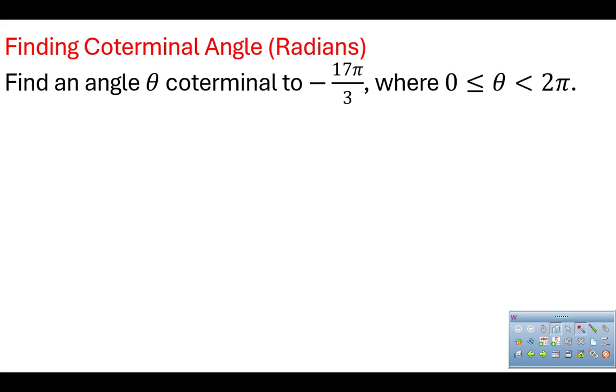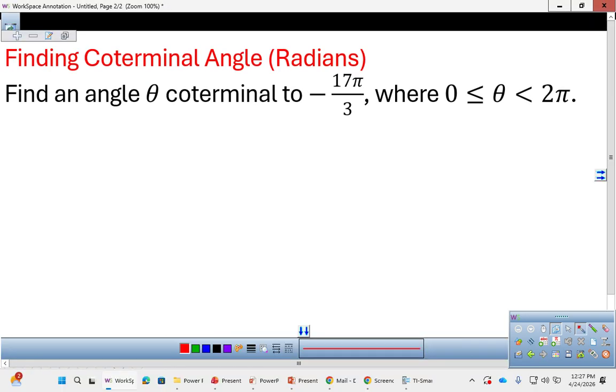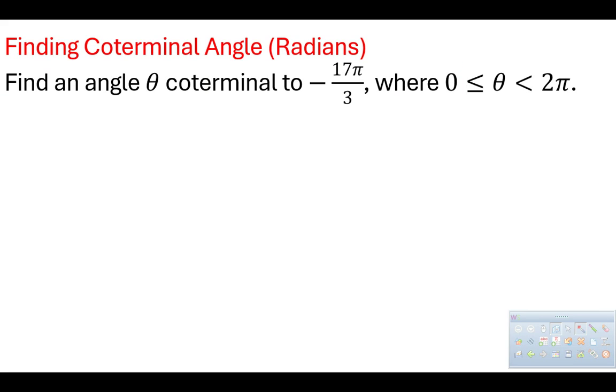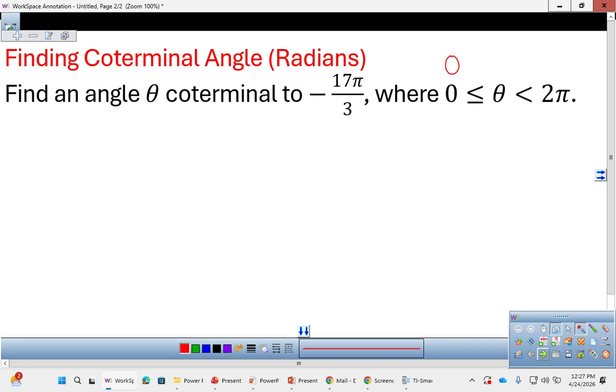The next category is find coterminal angles in radians. So I want my angle to be somewhere between 0 and 2 pi. The way that I'm going to do this is I am going to ignore the pi for now, and I'm really just going to focus on the fraction without it. So I am looking at the fraction -17/3, and I'm just not looking at the pi right now. The fact that it's negative means that it's less than 0, and I want to make it positive. I want to make it somewhere between 0 and 2.